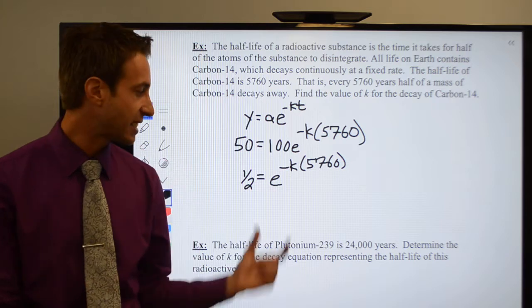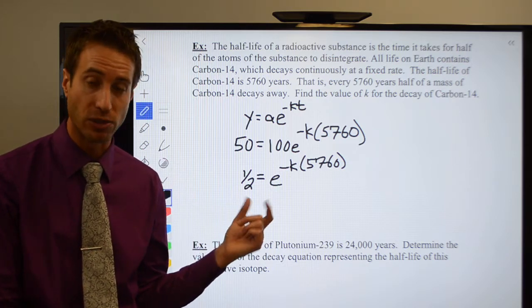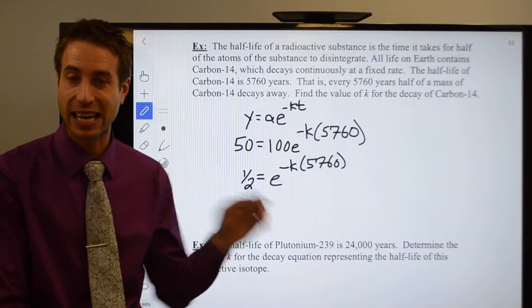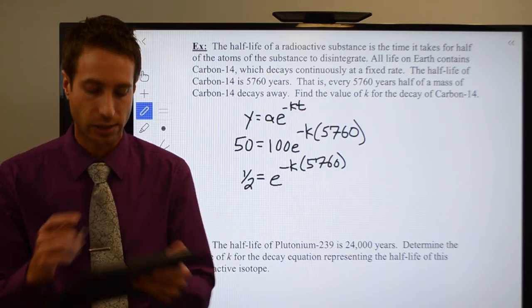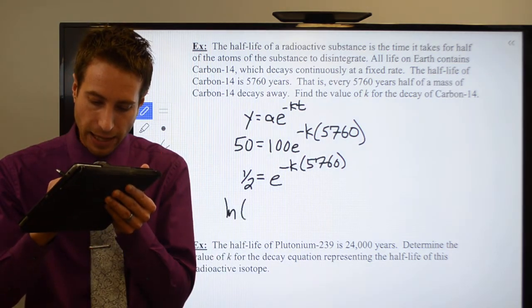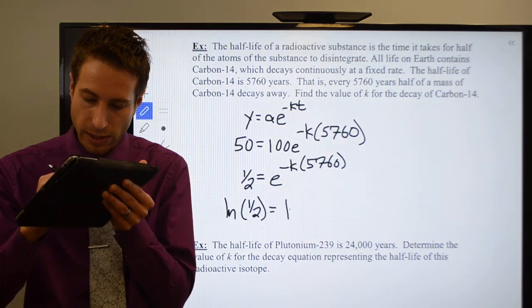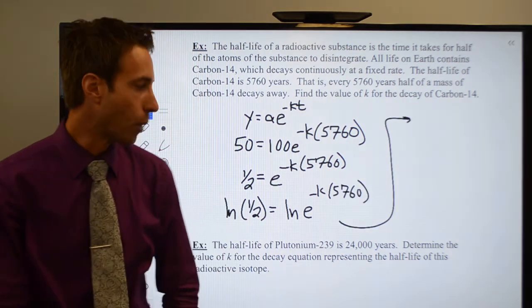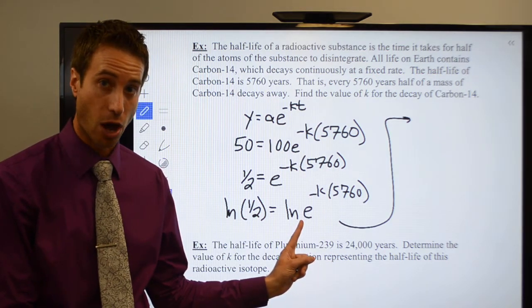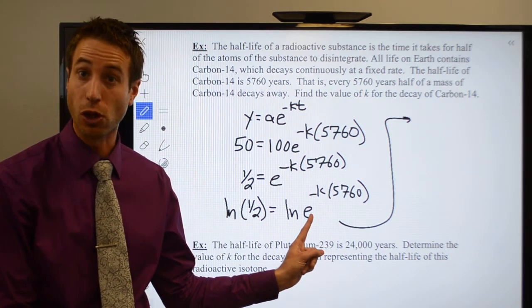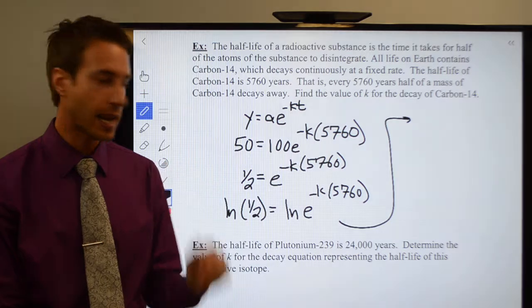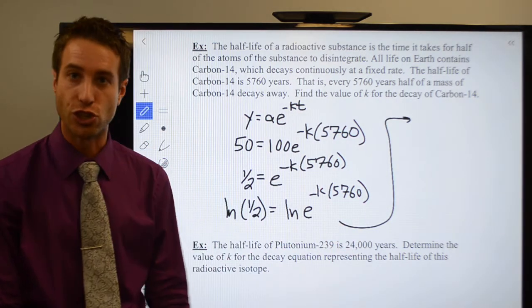So, in this case, instead of doing a common logarithm of both sides, I'll just take an ln of both sides. I'm going to do ln because I have an e, and I know that e and ln are inverse functions. They cancel each other out. Watch this. ln of 1/2 is equal to the ln of e to the negative k times 5,760. Remember the way this works. Whenever the base of the logarithm and the base of the exponential are the same, they cancel each other out. So ln and e, see ya, they're gone, and I'm left with just my exponent.